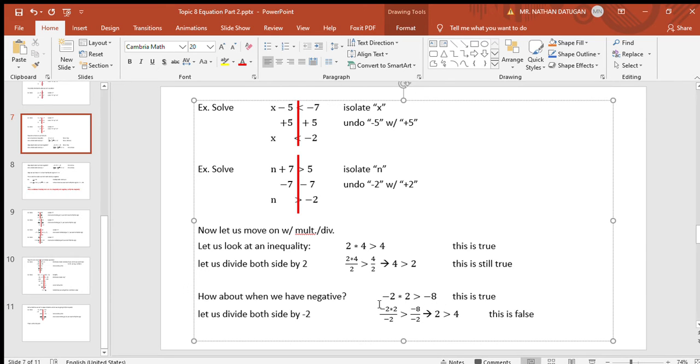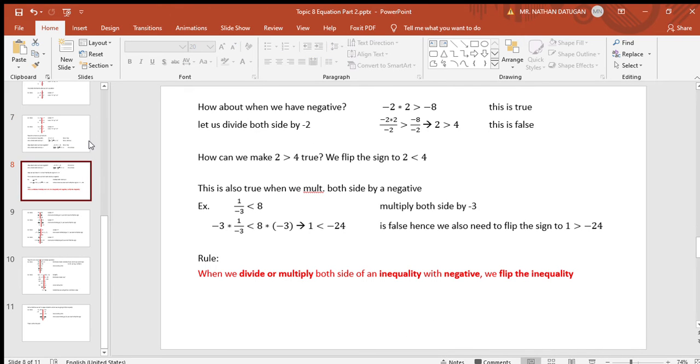So what if instead of dividing both sides by 2, we divide both sides by negative 2? So we have negative 2 times 2 over negative 2, and negative 8 over negative 2. If you do this correctly, you're going to get 2 is greater than 4. Is 2 greater than 4? No, this is false. So what do we do?